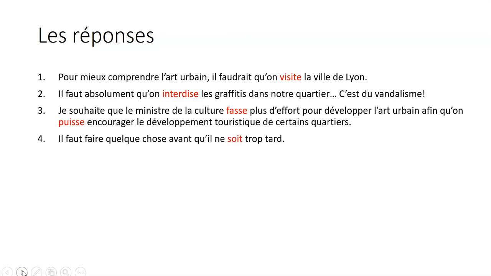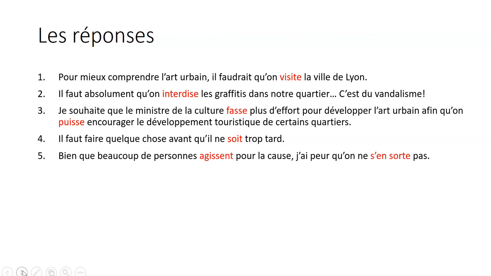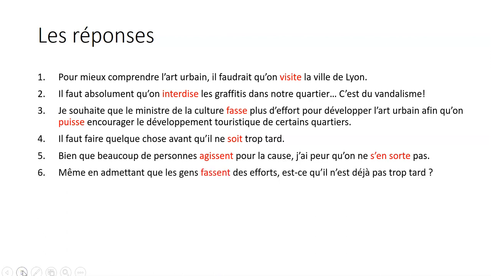Numéro 4, il faut faire quelque chose avant qu'il ne soit trop tard. We must do something before it is too late. D'accord? Avant qu'il ne soit trop tard, it's something we use a lot in French. Numéro 5, bien que beaucoup de personnes agissent pour la cause, bien que is a great trigger, okay? Contradiction. J'ai peur qu'on ne s'en sorte pas. I'm afraid we won't manage to get out of this situation. Numéro 6, même en admettant que les gens fassent des efforts, okay, fasse, faire, again, est-ce qu'il n'est déjà pas trop tard?